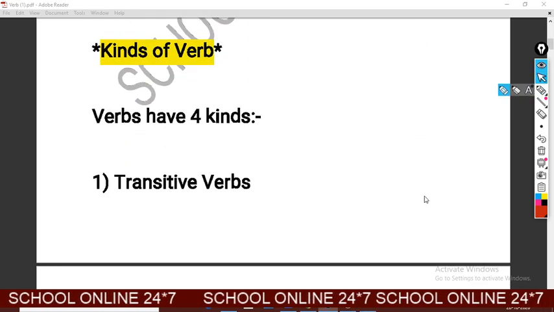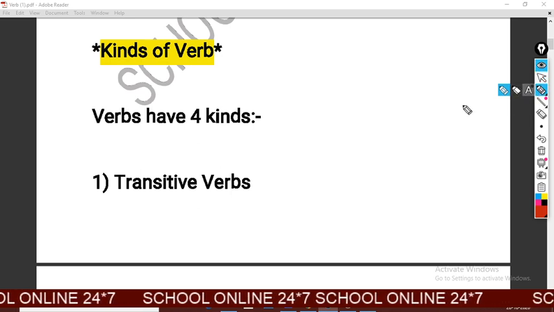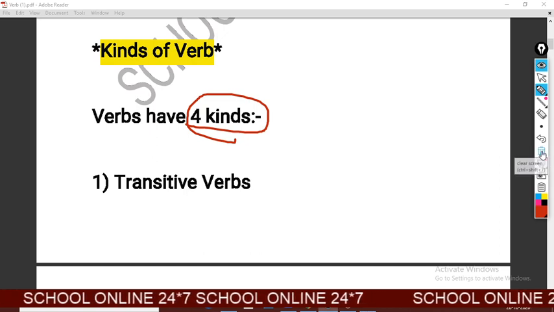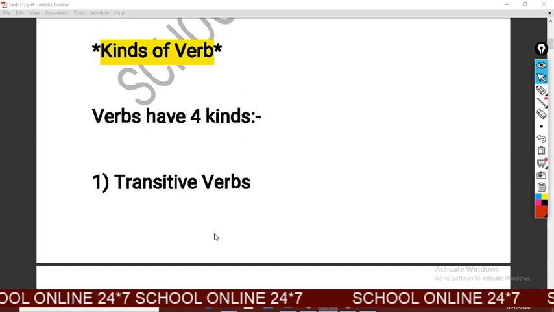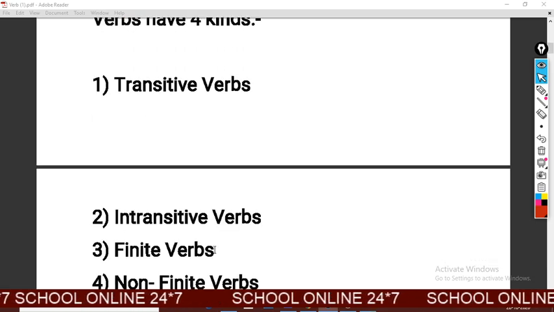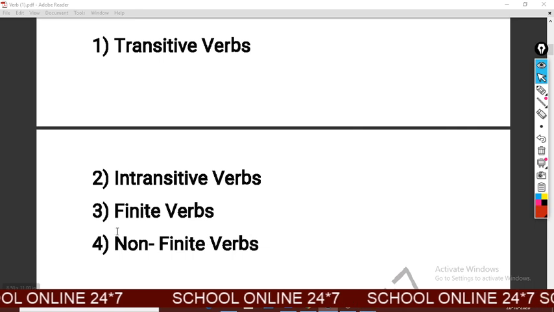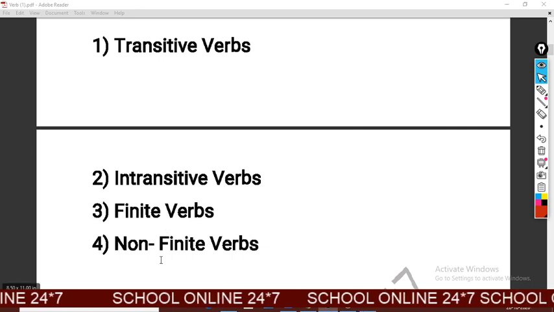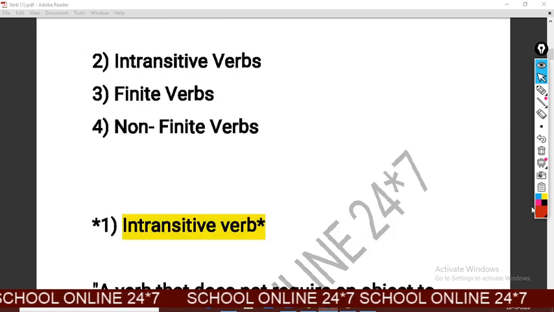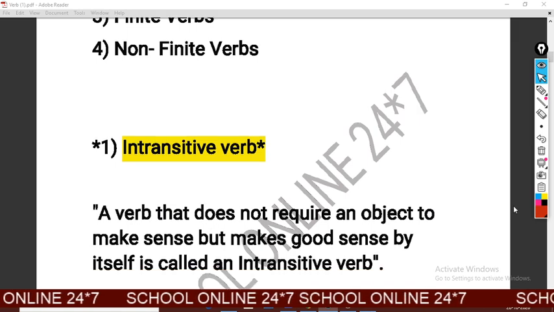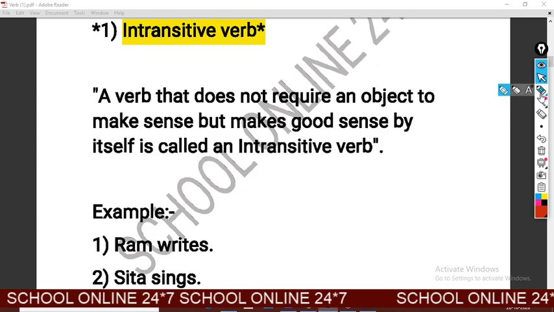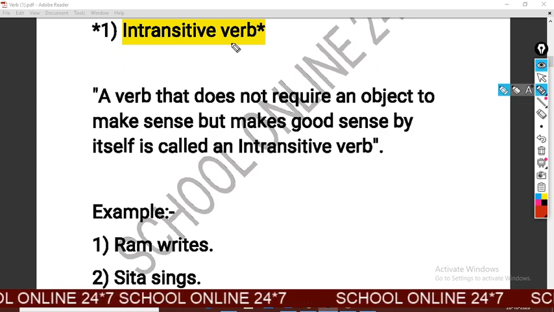Now look at the kinds of verb. The verb has four kinds. First kind, transitive verb. Second, intransitive verb. Third, finite verb. Fourth is non-finite verb. Now look at the first kind of verb. It is intransitive verb.